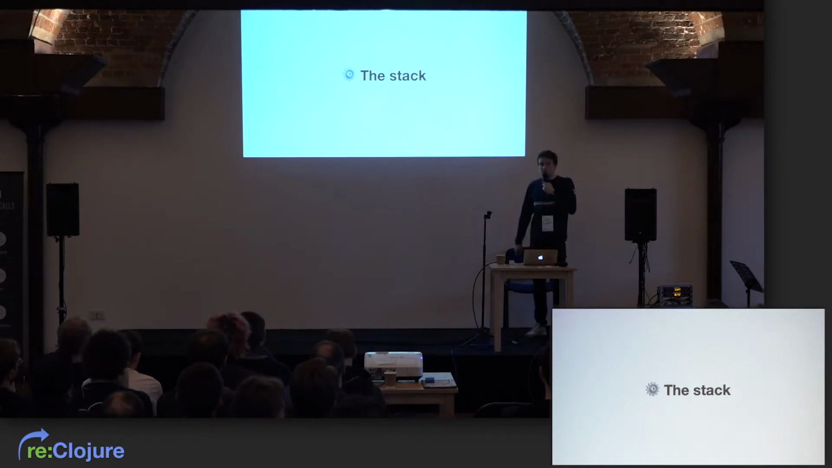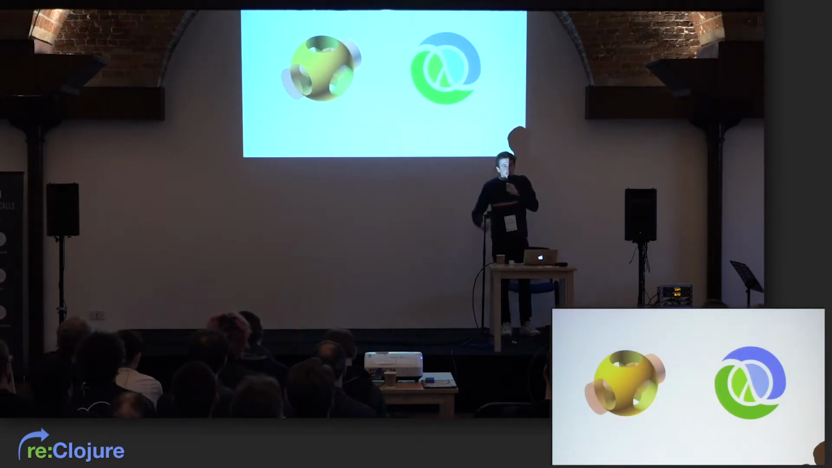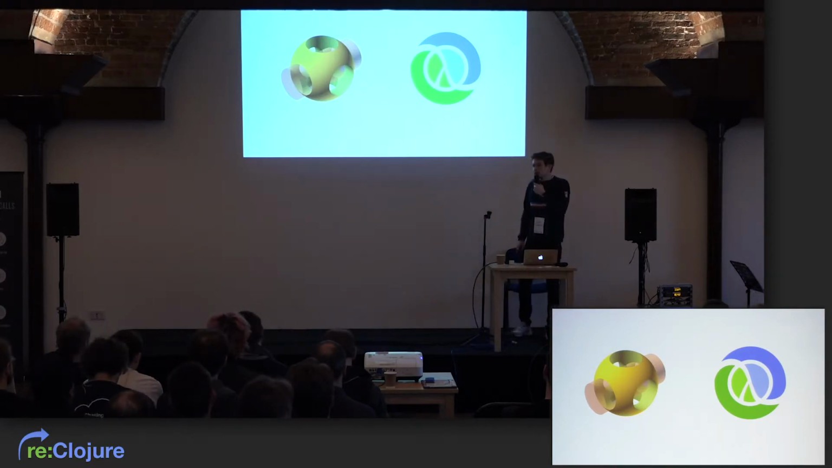So we are not going to be using Clojure and Clojure only. We are going to be using Clojure with OpenSCAD. OpenSCAD is a CAD modeling free software. It's basically a free software that implements CSG.